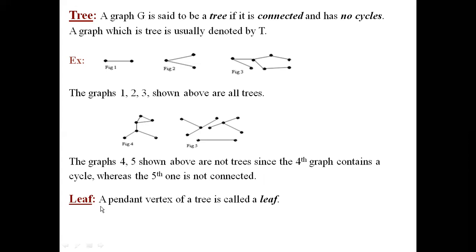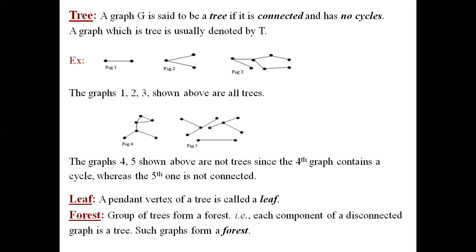Let us now know some more definitions related to a tree. A pendant vertex of a tree is called a leaf, meaning a vertex with degree 1 is called a leaf. Forest: a group of trees forms a forest. Each component of a disconnected graph is a tree and such graphs form a forest. We observe figure 5, there are different components here. Each of these components of a disconnected graph is individually a tree, and a group of trees together forms a forest.